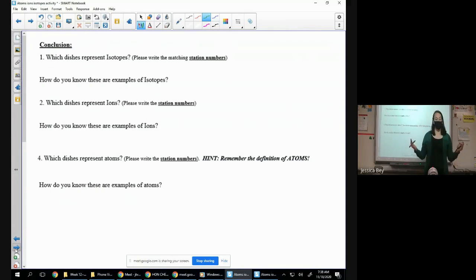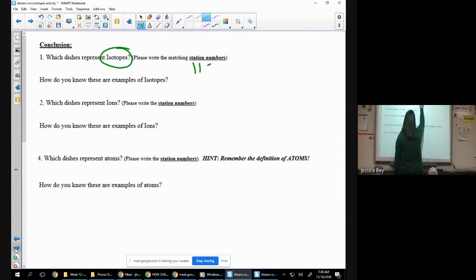Looking at your chart, once it's filled in, which represents isotopes? Okay, and I think there's a very easy one kind of at the bottom. I think it's oxygen. Maybe it's 11 and 12. They have to come in pairs. So what you would say is station 11 and 12. You have to have them be in pairs. Okay, I think there's 3 sets of those. How do you know they're isotopes? They're the same element, but they have a different mass.